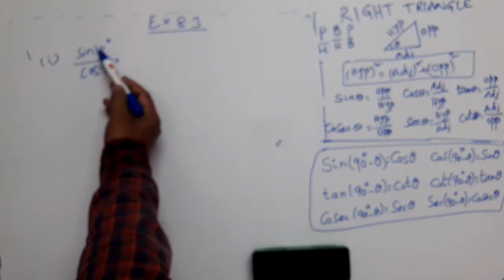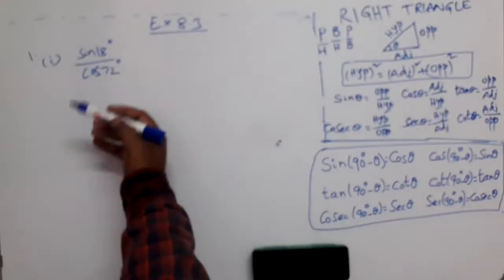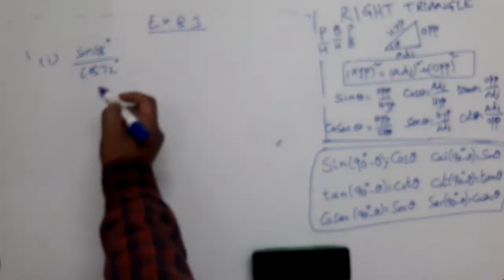Do you find any relation between these two angles? Yes, they are complementary angles. The sum of these two angles is 90 degrees. Clearly 18 degrees plus 72 degrees is 90 degrees. So we can use this formula anyway. So let us convert either the numerator or the denominator into another form.